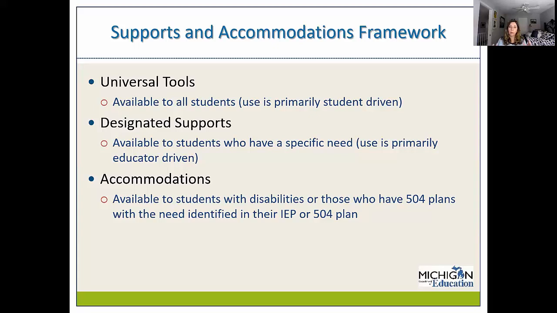Designated supports are a little bit more narrow. These are things that are available to students who have a specific need, and their use is primarily educator-driven, meaning a teacher has said, this is the best thing for the student. And we also have an even narrower set of supports for students, those things called accommodations. These are things that are only going to be available to students with disabilities whose 504 plans or IEPs actually have the need for this accommodation outlined within them.